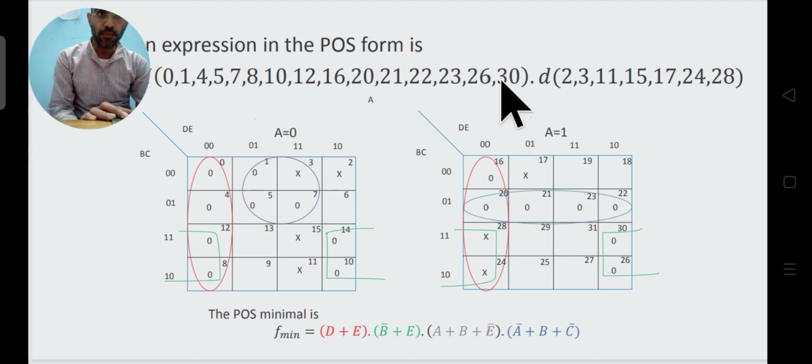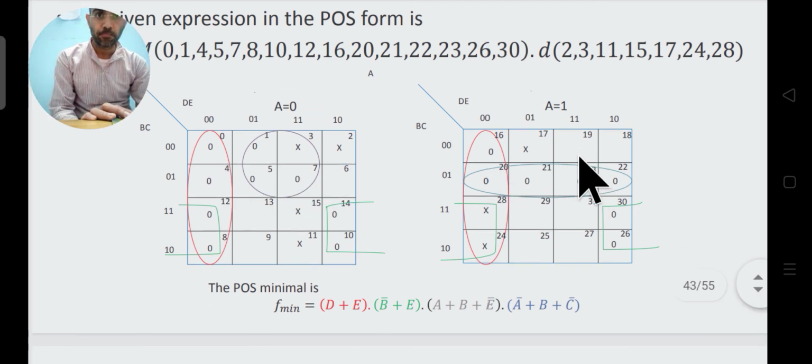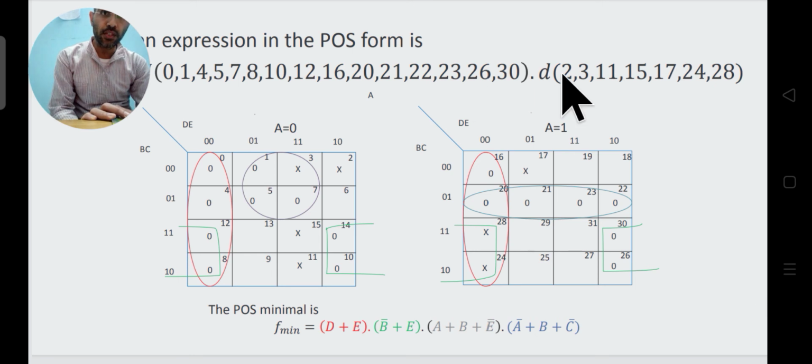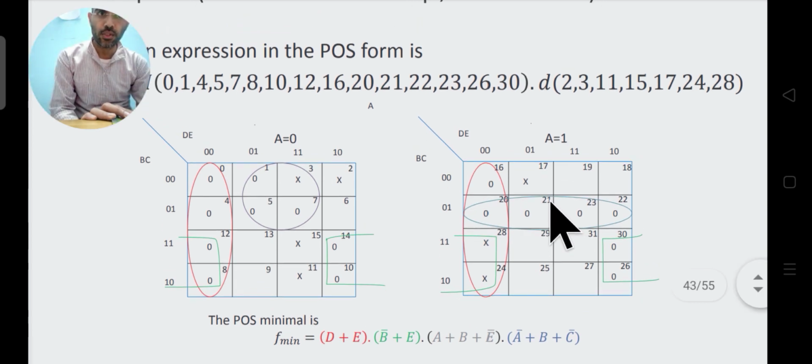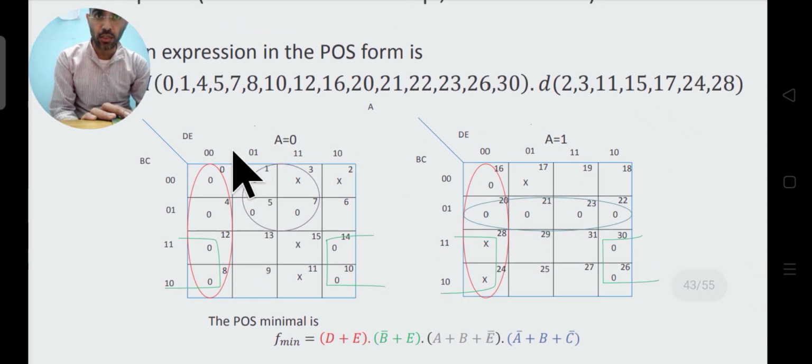So these are all the don't care terms, and you can see that the highest term is up to 30, so you will require 5 variables. A 5 variable K-map is drawn here. To show these terms, we have to fill up the entries with 0. You can check if I have filled them up correctly, and if you find any mistake, just point it out to me in the tutorial class.